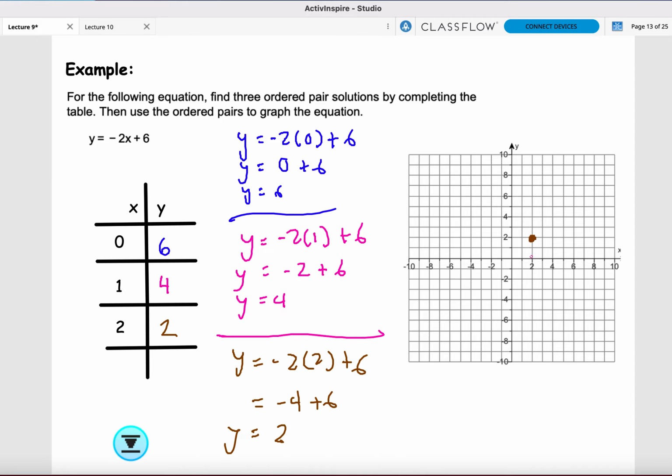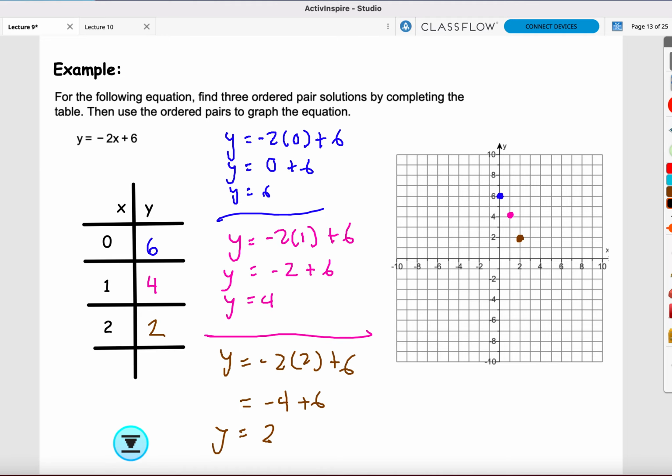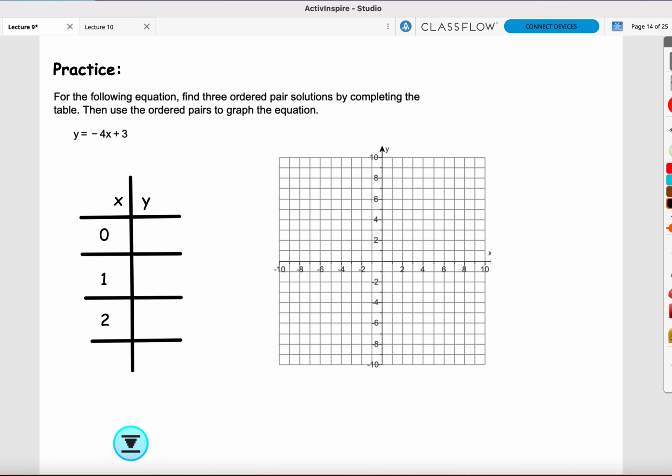When x is 1, y is 4. When x is 0, y is 6, which is also known as the y-intercept, but you'll see that soon. And then you just connect these 3 points, and you're good to go. Go ahead and you're going to practice this on your own as well.